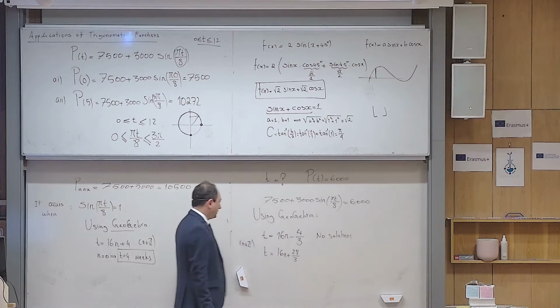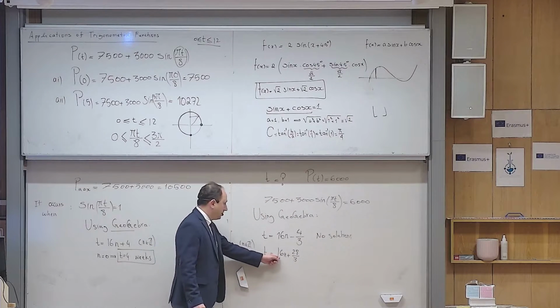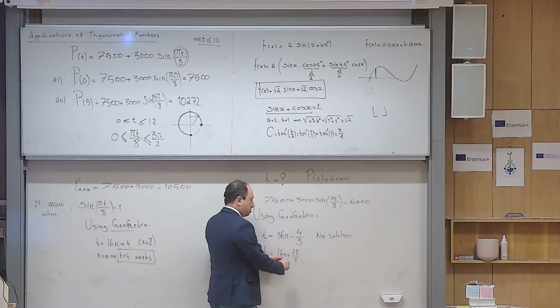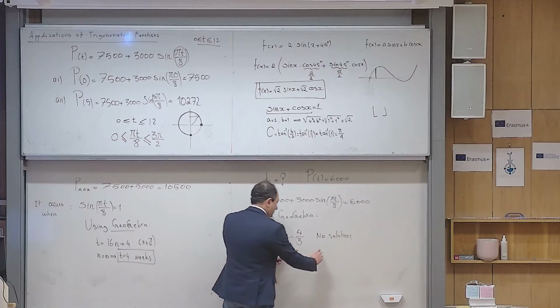Yes? But what about this one? Can I put a negative value? No, because it becomes negative. Can I put 0? Yes. Is this in the range? Yes, 28 over 3.